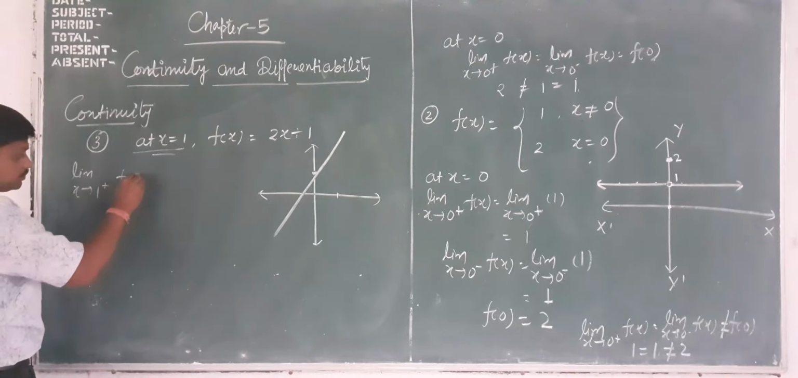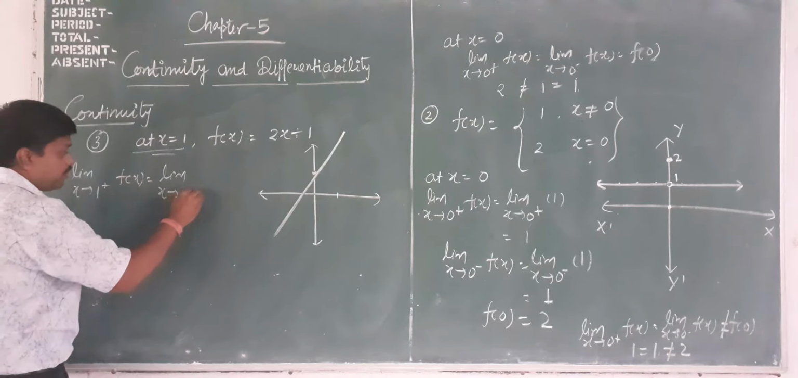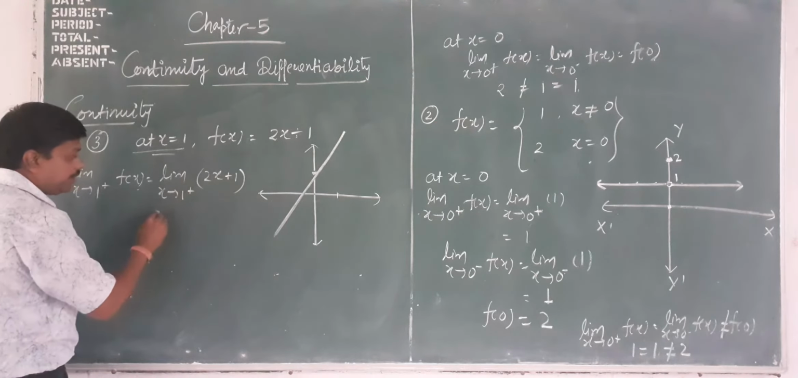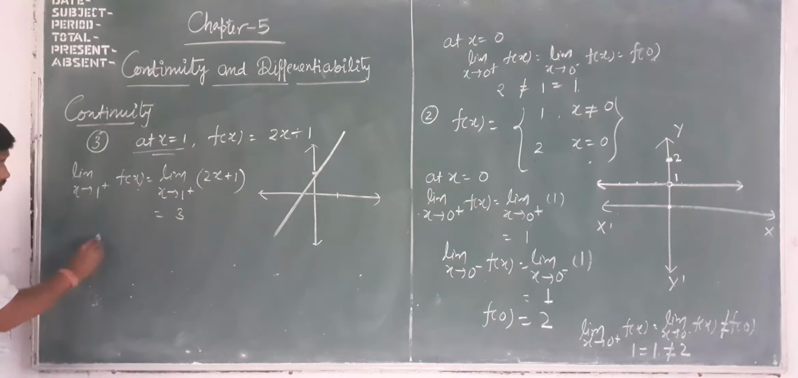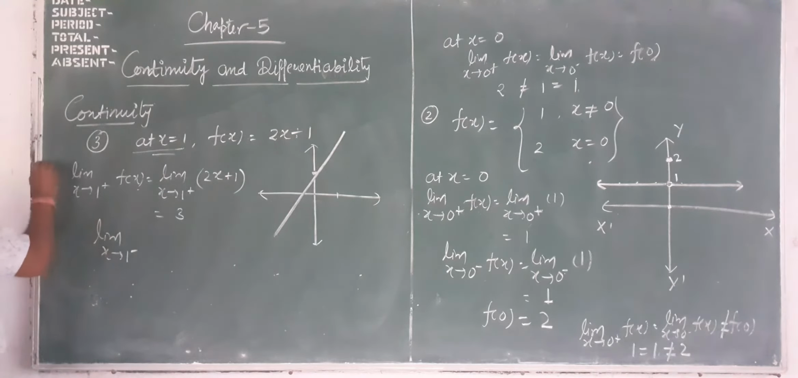Limit x tending to 1 plus f(x), so x is tending to 1 plus and the function is 2x plus 1. By putting the limit, this value is 3. So this is either the right hand limit or the left hand limit. This is RHL, this is LHL.